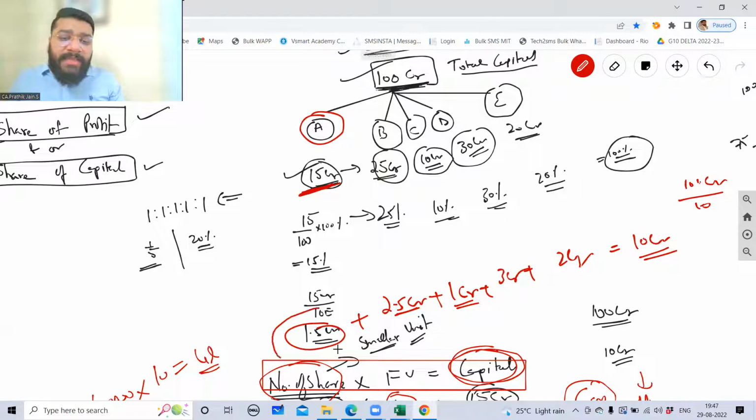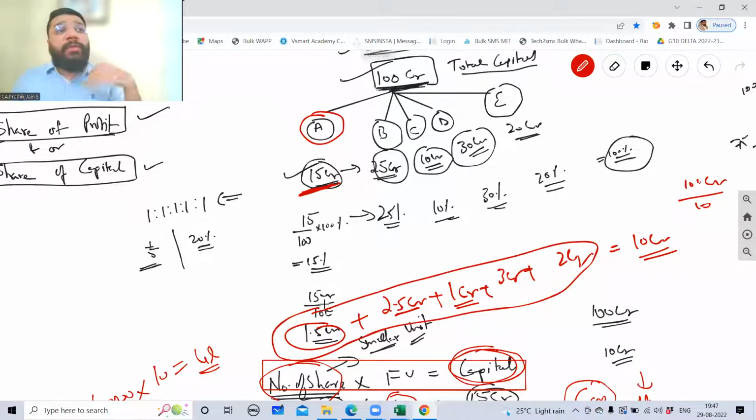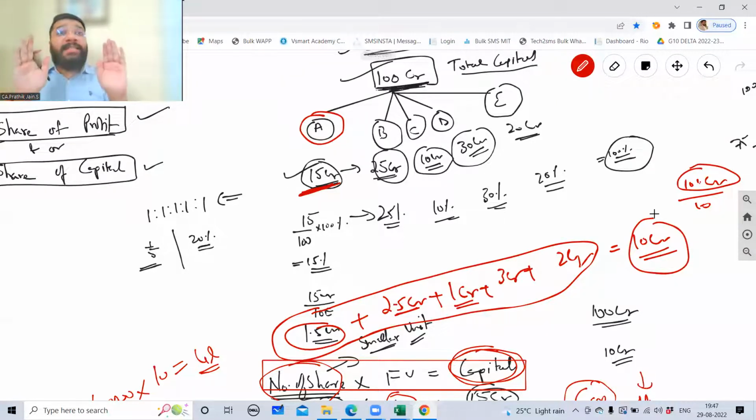So all the shares individually put together, if you add, it will become the total shares of the entire company. What is the total share of the entire company? See, 100 crore rupees is the total capital. Divide by 10 rupees per share, so you're getting 10 crore shares, which means 10 crore shares are available by the company to give you. So if you add all this, 1.5 plus 2.5 plus 1 plus 3 plus 2, you'll get 10 crore. Always it will match mathematically. Am I clear?